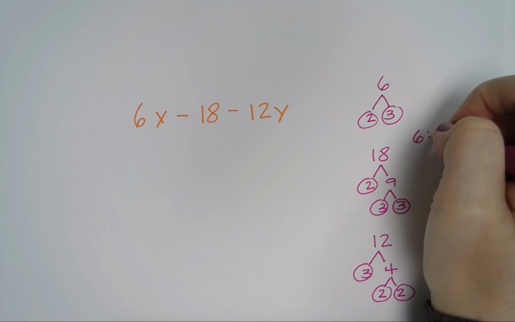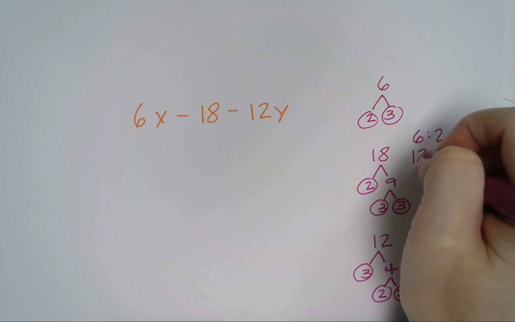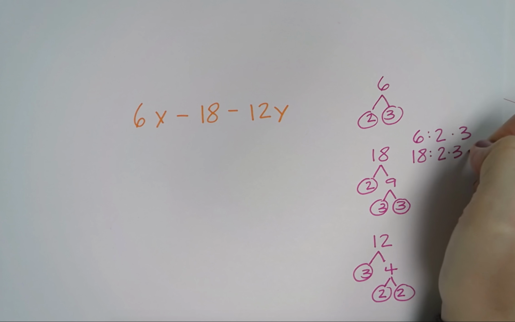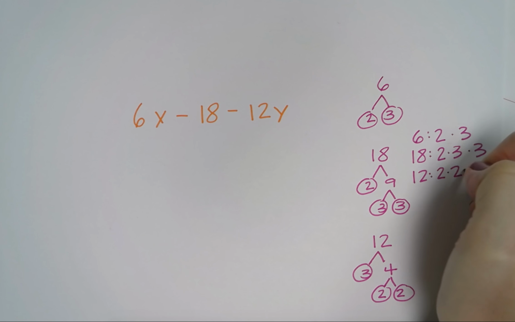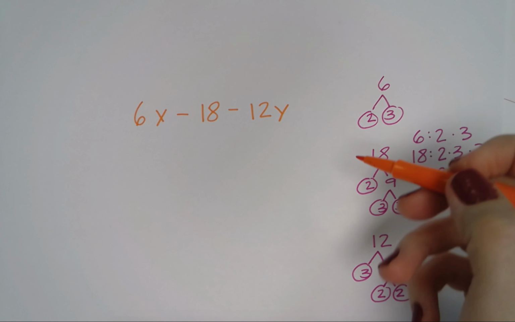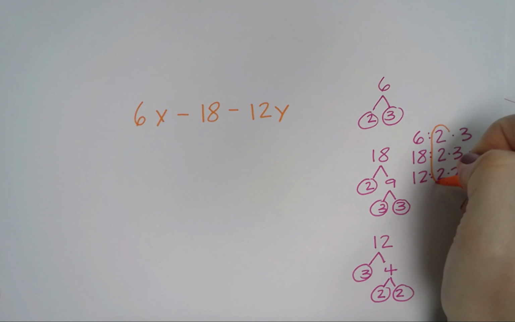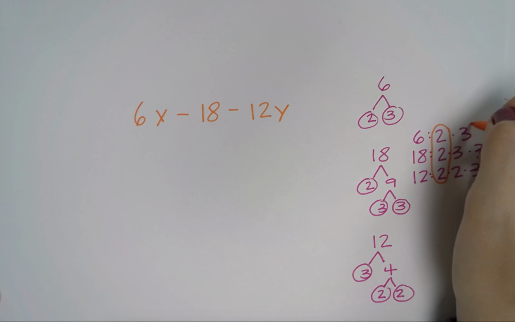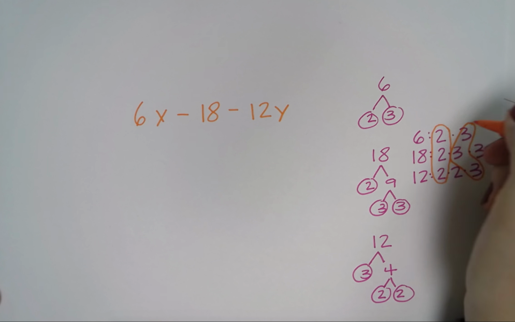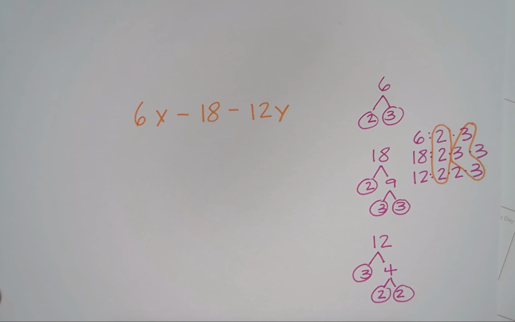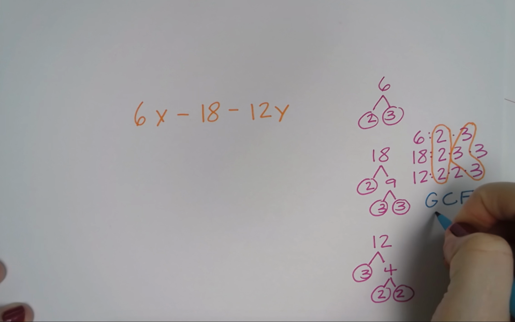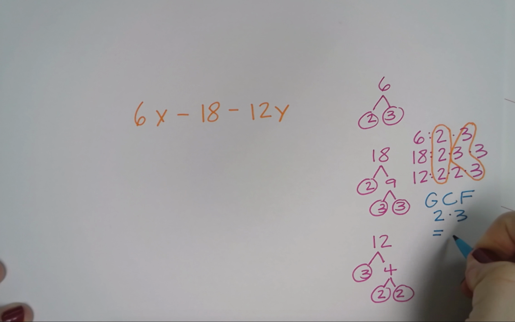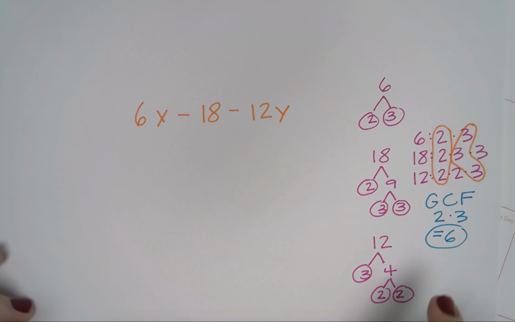So 6 is 2 times 3. 18 is 2 times 3 times 3. And 12 is 2 times 2 times 3. So now I'm going to circle what they have in common. They have a 2 in common, and then they have a 3 in common. So I know that the greatest common factor will be 2 times 3, which equals 6. So that's what I'm going to pull out of the expression.